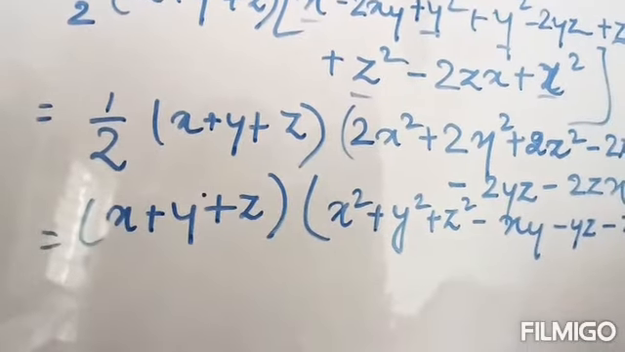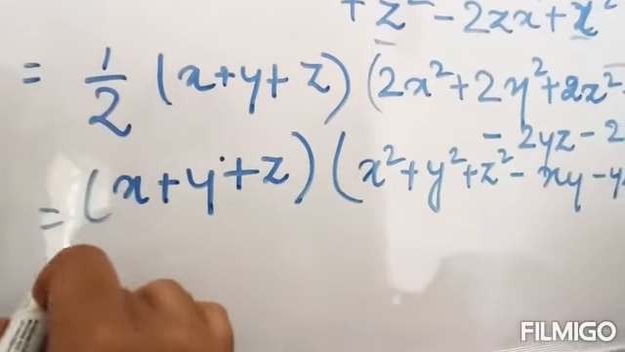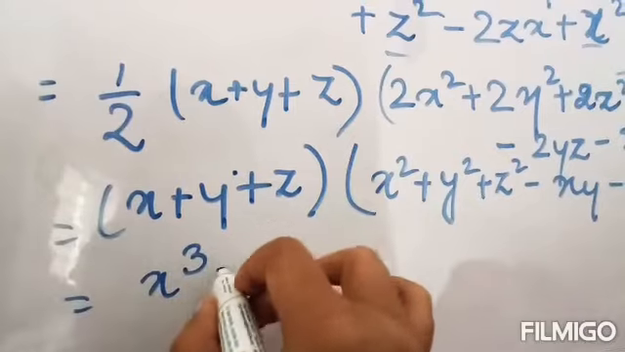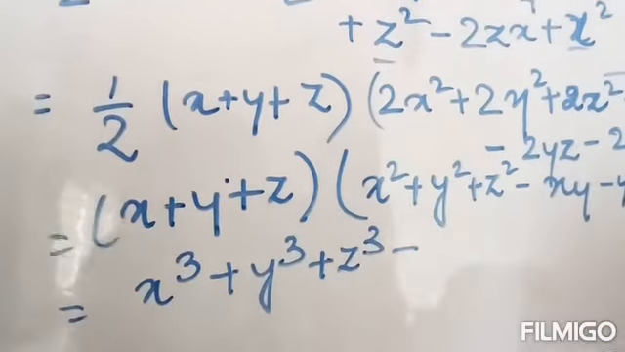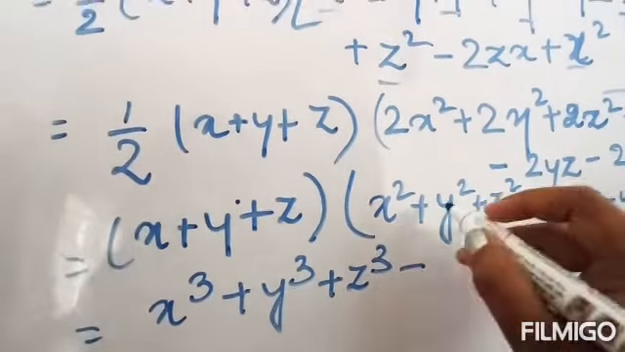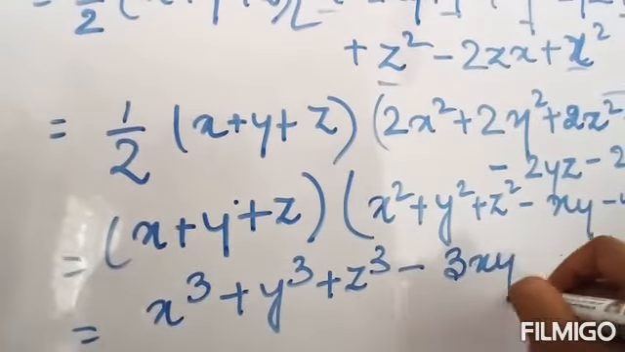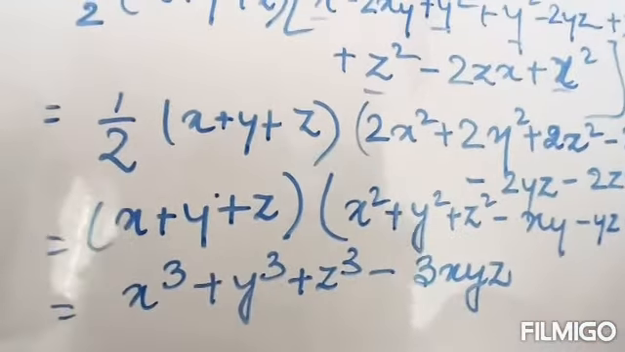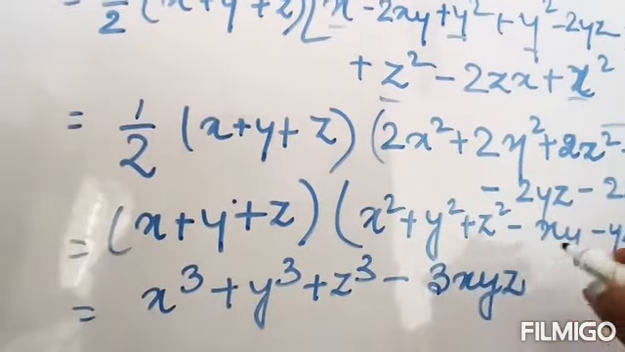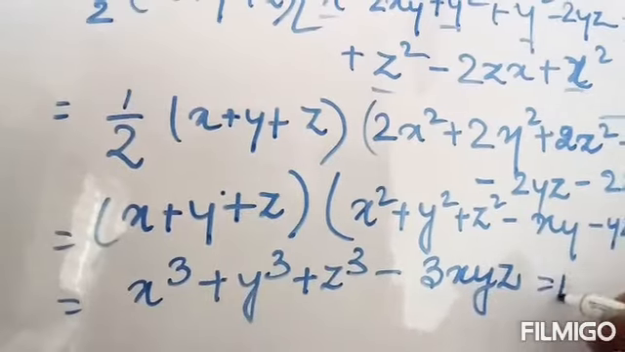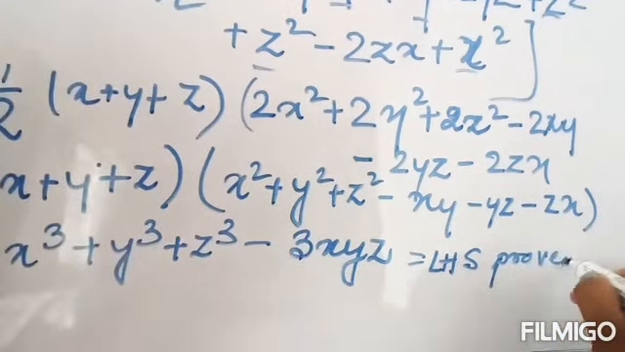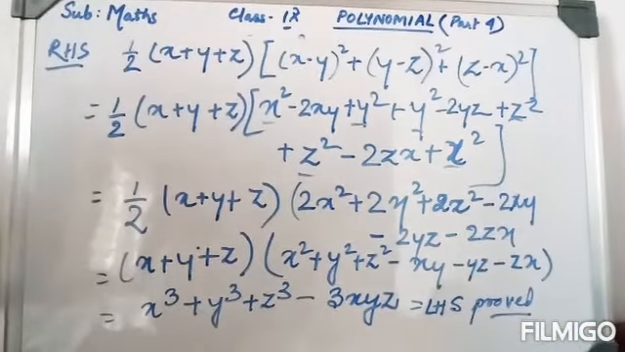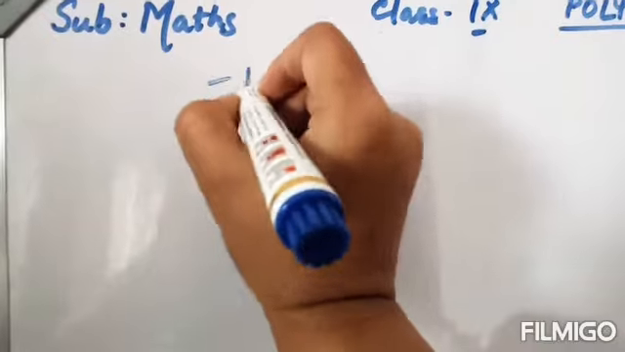3xyz, correct. So now from the identity we know that x cube plus y cube plus z cube minus 3xyz, correct. This is the identity, and hence we'll write LHS proved. Understood?